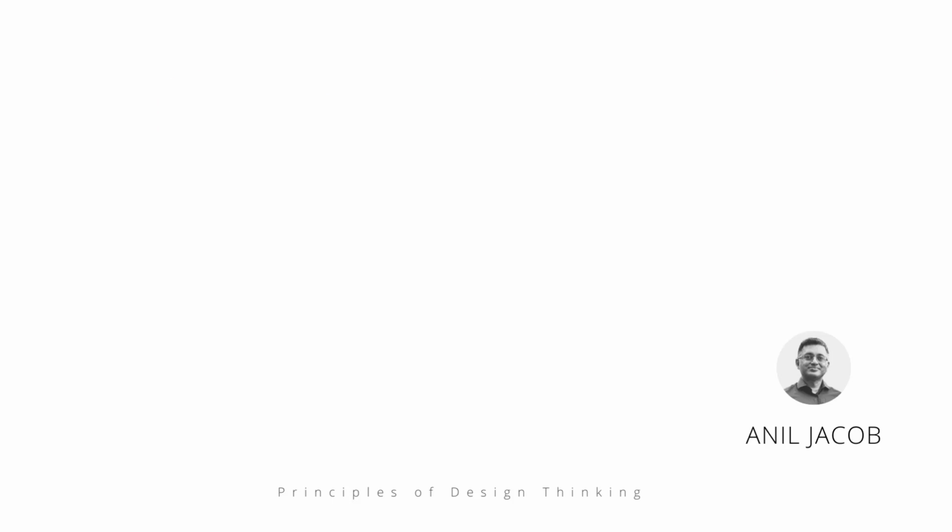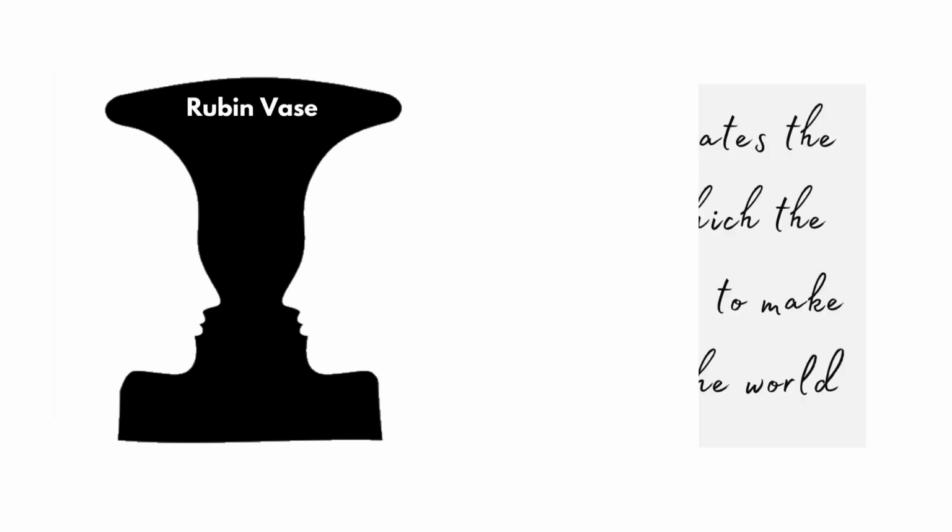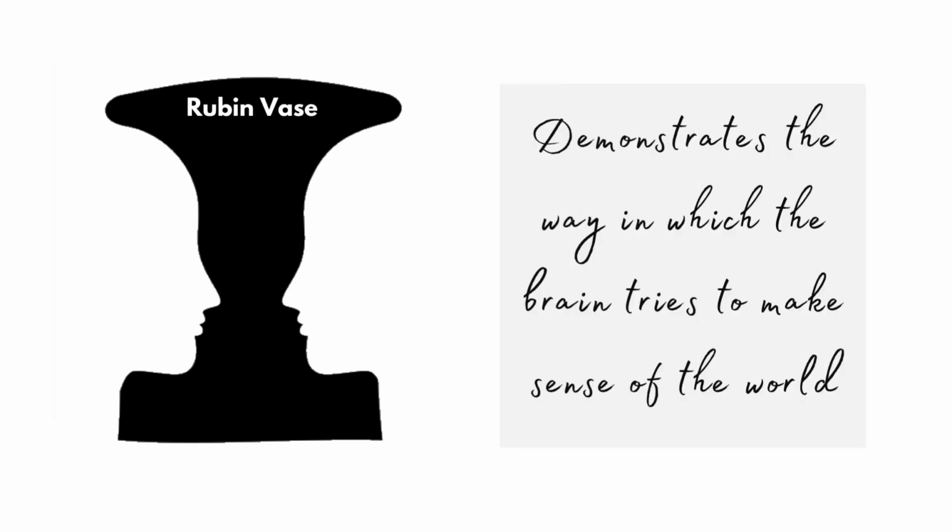In this movie, figure ground, how to get two things for the price of one. At some point in your life, you have probably seen an image known as a Rubin Vase. The idea behind a Rubin Vase is that it demonstrates the way in which the brain makes sense of the world, or rather, tries to make sense of the world.